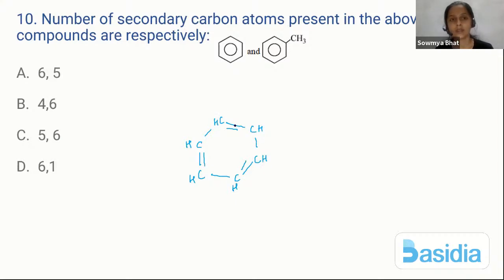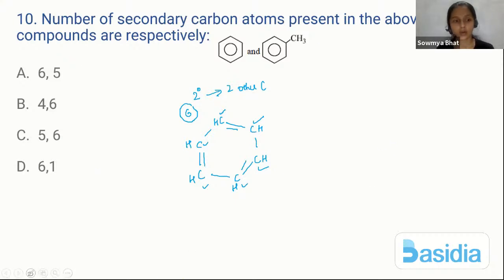Now you see the secondary carbon in the sense a carbon is attached to 2 other carbons. So this carbon is attached to 2 carbons. This carbon is attached to 2 other carbons on both the sides. This carbon is also attached to 2 other carbons. Even this carbon is attached. So all the carbons which are present here are attached to 2 other carbons. So there are 6 secondary carbon atoms. So retain whatever has the first option as 6. So option A and D remain.